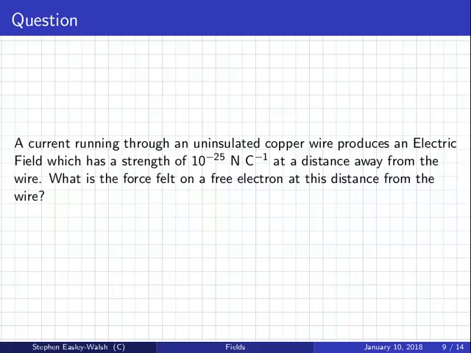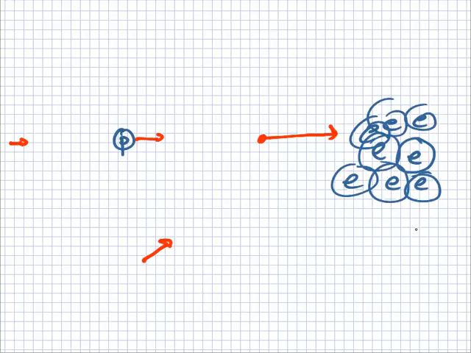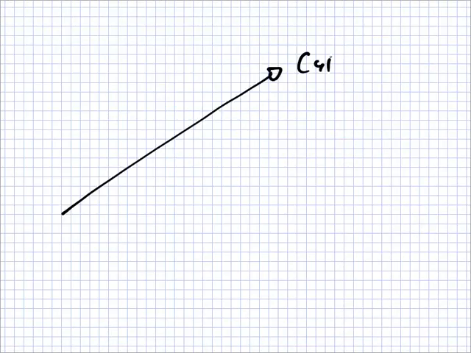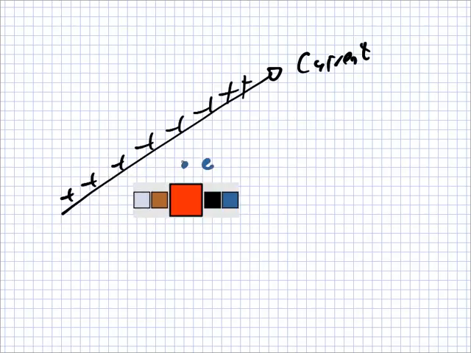Let's have a look at an example. Current runs through a copper wire and the electric field strength is 10 to the minus 25 newtons per coulomb at a distance from the wire. What is the force felt on an electron at this distance from the wire? So just to draw the picture, you have a current here. Now if this is a positive charge, and let's say you have here your electron which is negative, it should be pulled towards the positive charge.